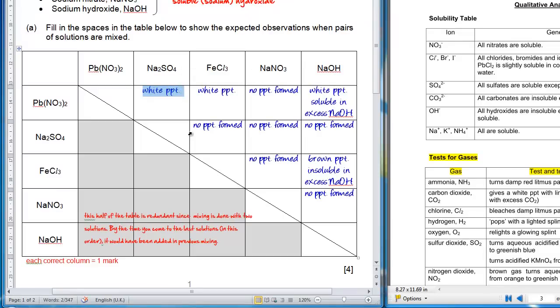How do I know that when I mix Na2SO4 and Pb(NO3)2, I get a white precipitate? Now this should be going on in your mind. Let me just pop up the board.